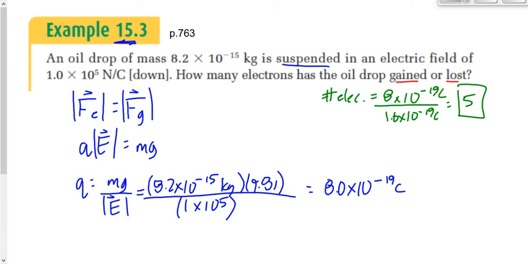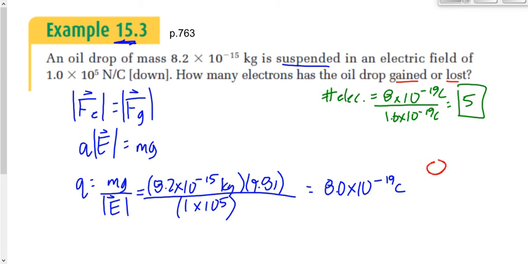Gained or lost? Please draw a picture. Okay, whenever you're doing one of these problems, and you have directions given to you like this, draw a picture. We have an oil droplet here.